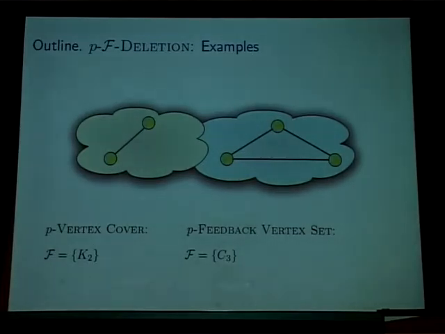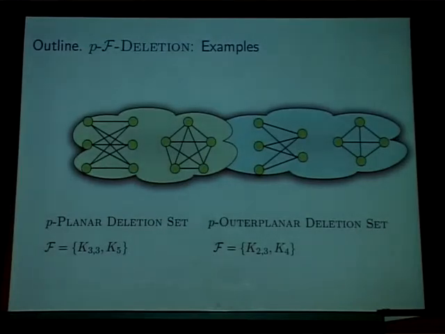vertex cover. If I go a little bit further, take feedback vertex set. I want to remove k vertices such that my graph is acyclic, which means the graph doesn't contain a cycle, right? And it doesn't contain a cycle, which means it doesn't contain a triangle as a minor. So if I take this set to be equal to C3, I have feedback vertex set. Let's go further, right? For example, if I want to remove vertices such that my remaining graph is planar, this is the Kuratowski-Wagner theorem, saying that a planar graph contains neither K3,3 nor K5 as a minor. So I can express this problem in this way.